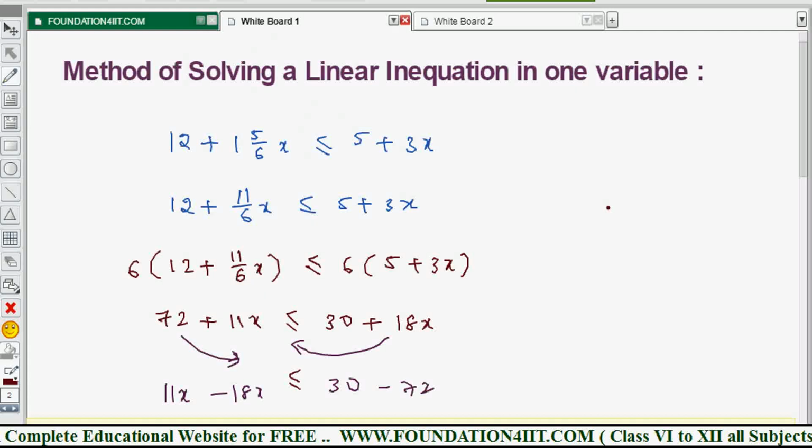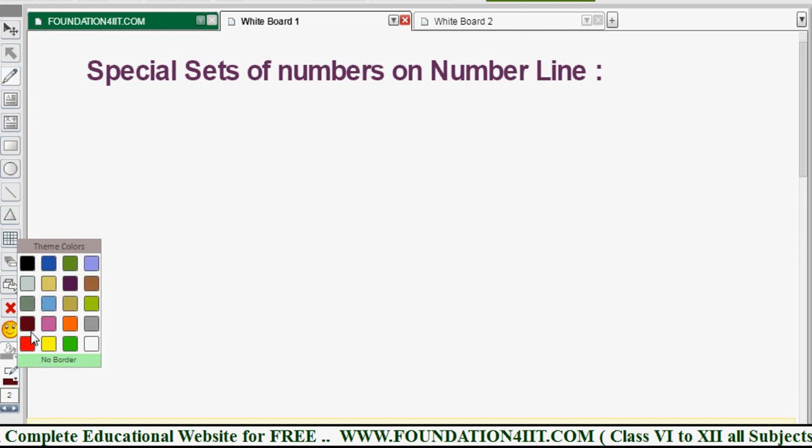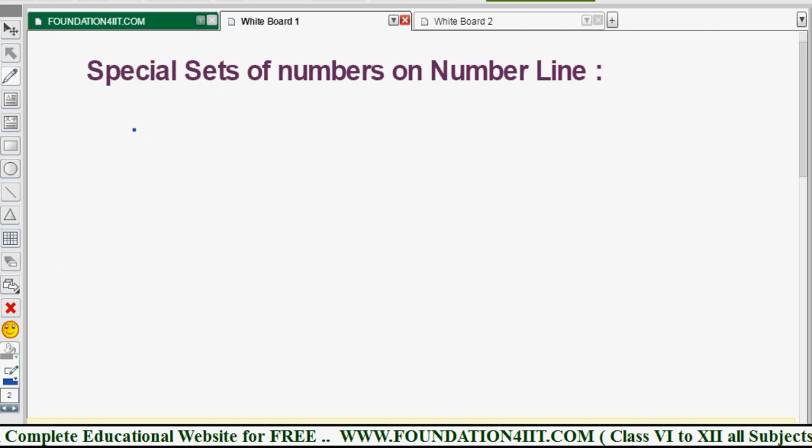Okay, let us see some more problems. We'll solve the linear inequations, and we can represent them on the number line also. First of all, we'll see some special sets of numbers on the number line. If you observe, we know the number system: natural numbers, whole numbers, integers and real numbers, right? So we'll see how to represent natural numbers, whole numbers, integers, and real numbers on the number line.